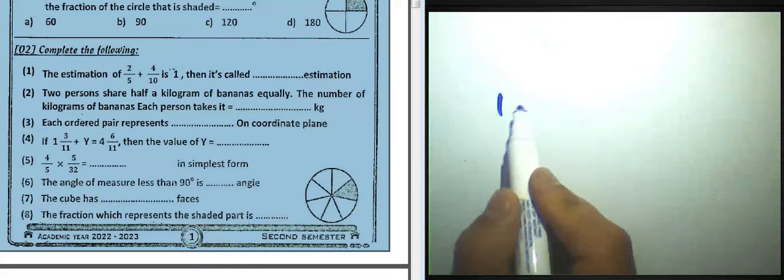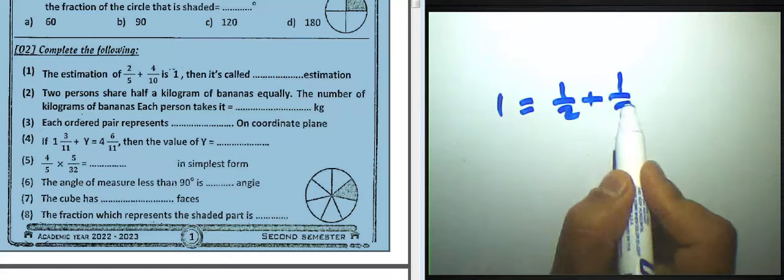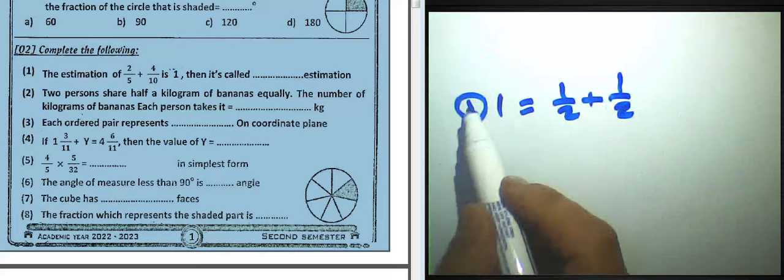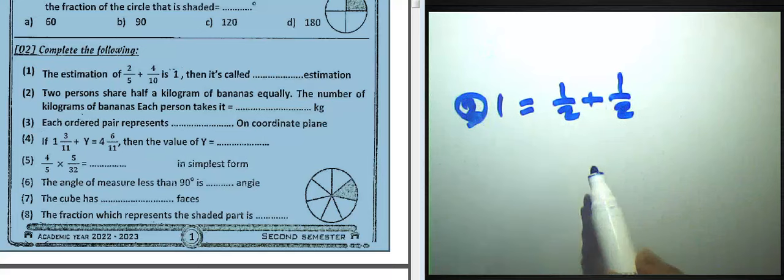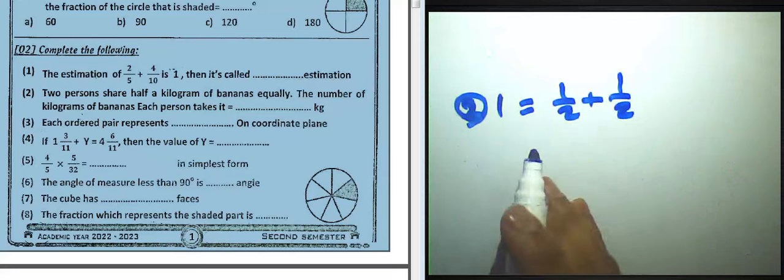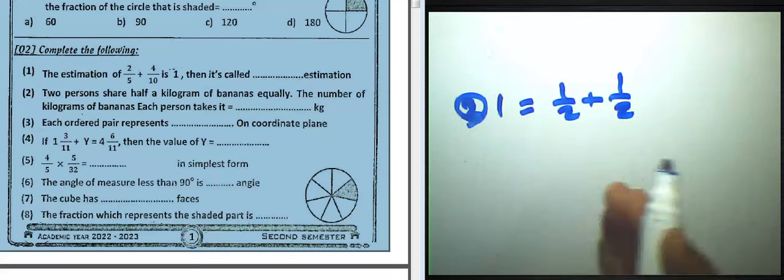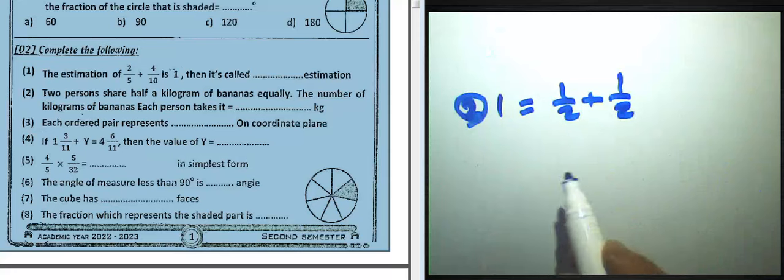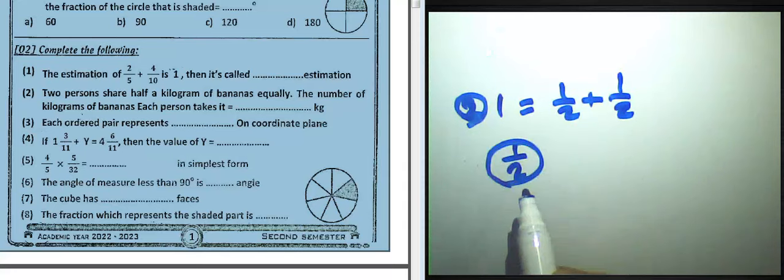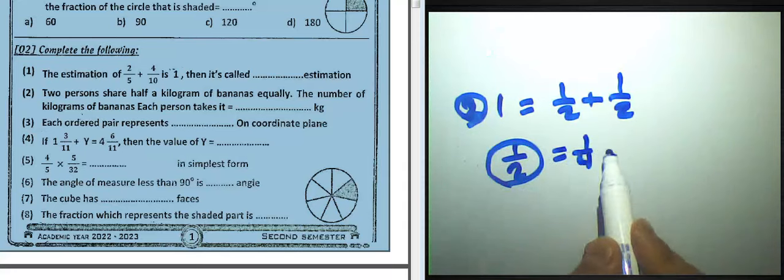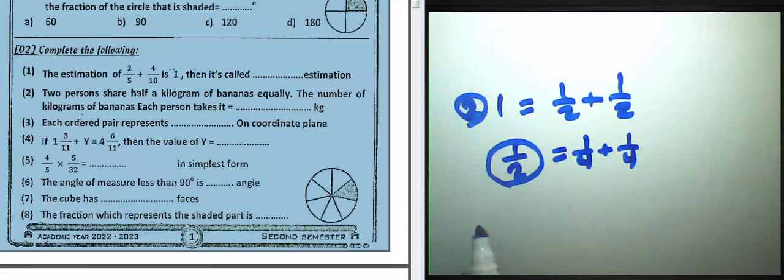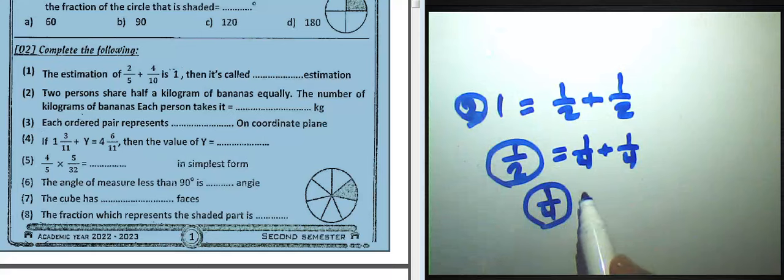Look here. We know 1 equals half plus half. Okay, about question number 2. Two persons share half a kilogram of banana equally. The number of kilograms of banana each person will take is what? Two persons share half a kilogram. They have half, and half equals fourth plus fourth. So each person will get what? A fourth of a kilogram of banana.